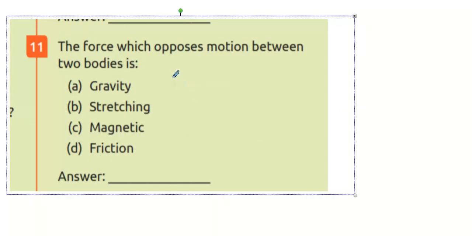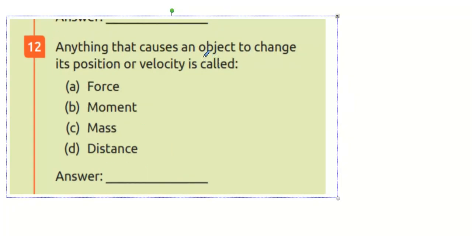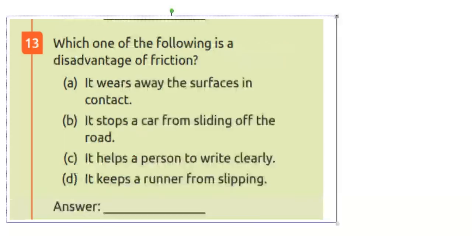Point 11. The force which opposes motion between two bodies is friction. Gravity actually attracts, so just D. Okay, anything that causes an object to change its position or velocity is called a force. A.